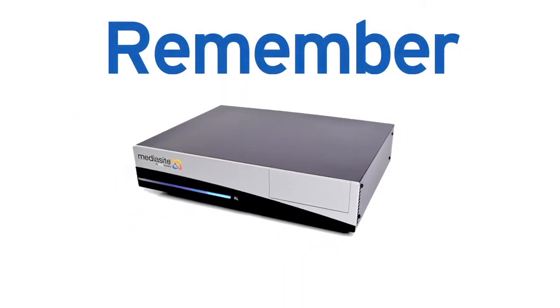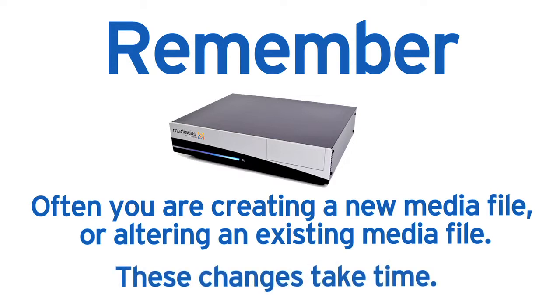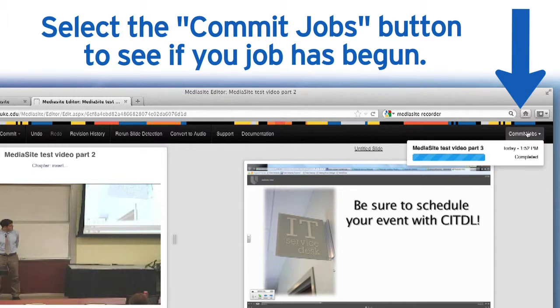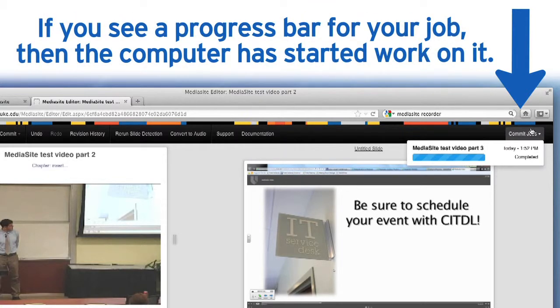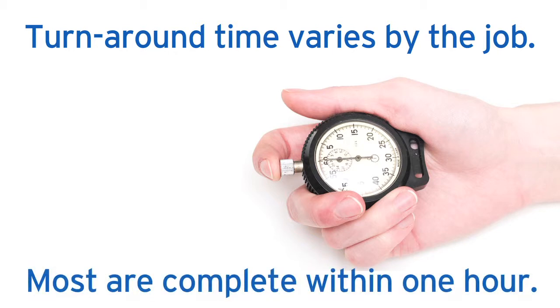One important thing to remember about MediaSite is that often you are creating a new file or altering an existing file, so these changes are not immediate. It takes the server some time to process the change. You can immediately see if your job has started by selecting the drop-down menu in the upper right-hand corner called Commit Jobs. This will give you a progress bar that shows all the jobs in progress. If you see your job there, then the computer is working on it. Turnaround time varies by the job, length of presentation, and amount of changes, but most jobs are complete in less than an hour.